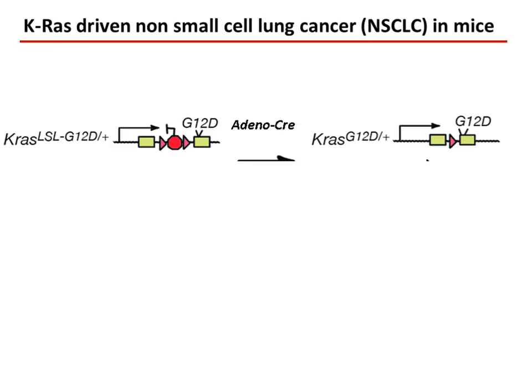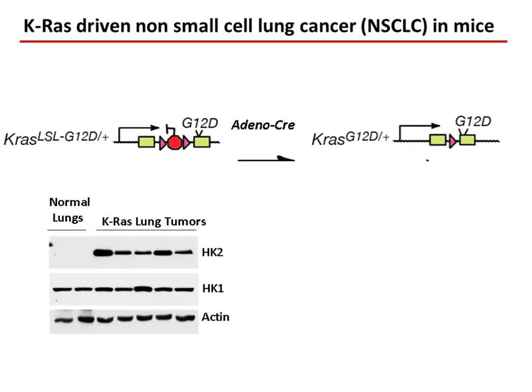To address the first question, we employed a mouse model of lung cancer developed by Tyler Jacks' laboratory, in which oncogenic K-ras is expressed upon exposure of the lung to adenovirus expressing Cre recombinase. When we analyzed lung tumors in these mice, we found that hexokinase 2 is highly expressed in the lung tumors, whereas the normal lung does not express hexokinase 2 at all. Hexokinase 1 expression doesn't change in the lung tumors.